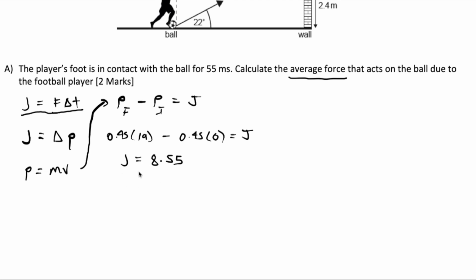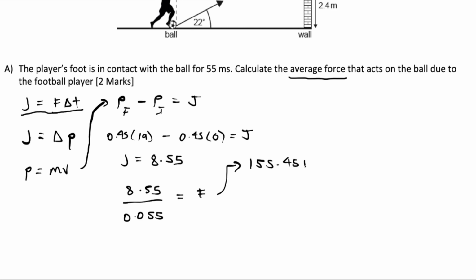Now we can use this equation, which we identified at the beginning, to solve for the average force. We have the impulse and we have the change in time, which is 55 milliseconds. So if we rearrange the equation, we can solve for net force. So J over change in t would give us F. So 8.55 over 0.055, because we have to divide 55 milliseconds by 1000 to get seconds, gives us force.